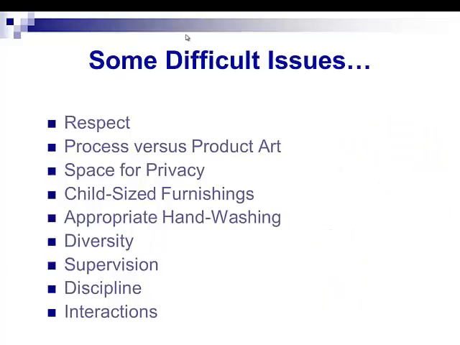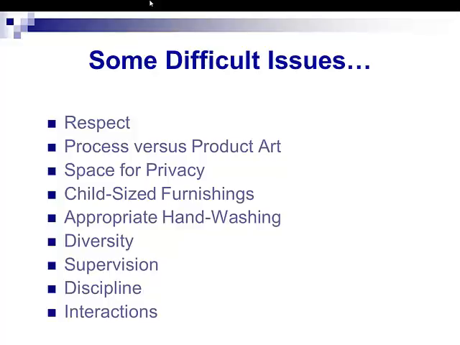Some difficult issues. So for instance, respect, process versus product, that's when it comes to artwork, space for privacy, child size furnishings. We go over this in the face-to-face orientation. Just because something is small does not mean it's child size. For instance, if you've ever sat at a table that comes up almost to your neck, that's not appropriately sized. When you get to that item in the environmental rating scale, I'll discuss more what child size means. Appropriate hand washing: if a child just gets their hands wet under the water, that's not appropriate hand washing.